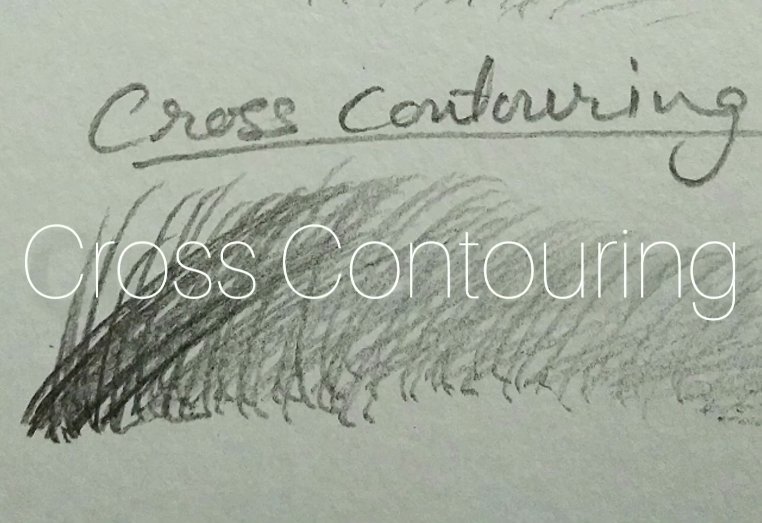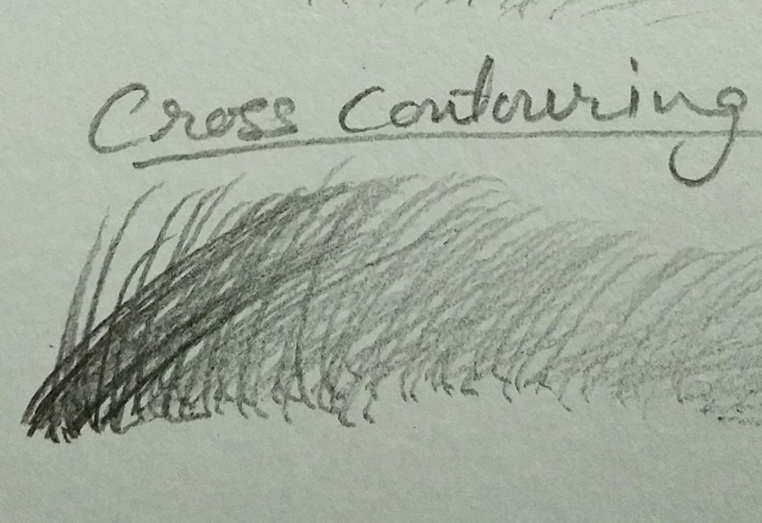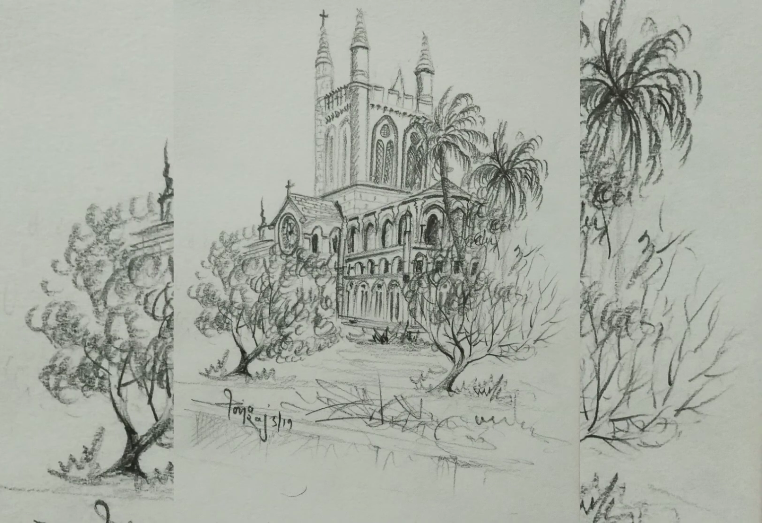And cross contouring is similar to cross hatching. It crosses a line in the opposite direction of contouring by maintaining tonal value. The density of bushes, trees and hair can be created perfectly with this shading technique.